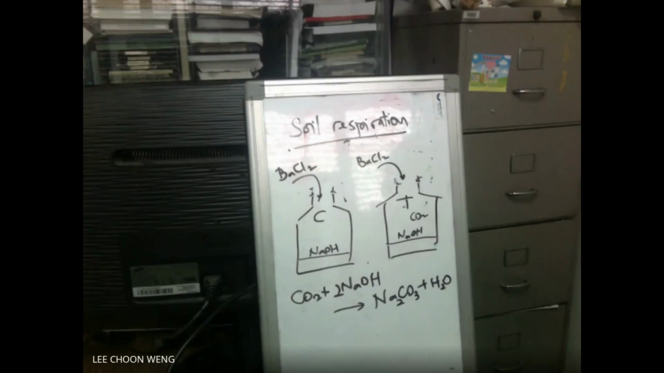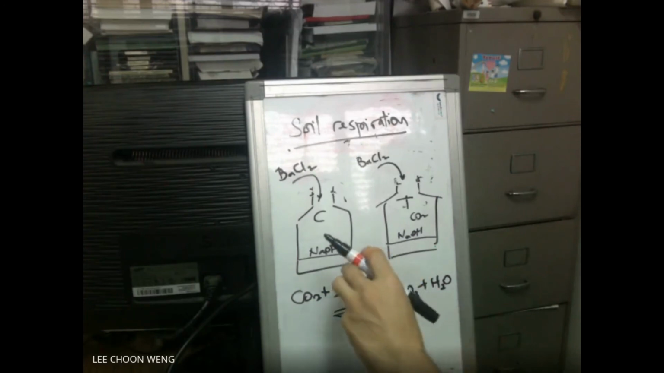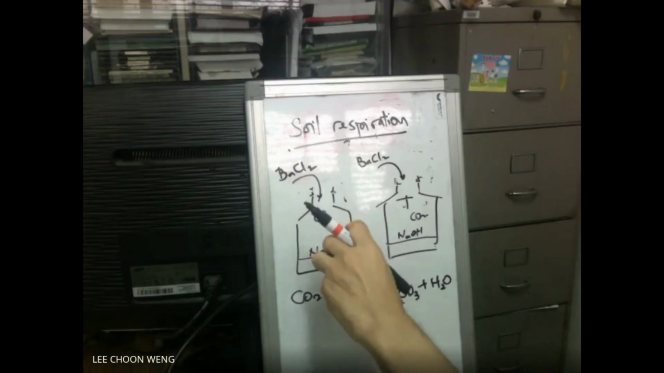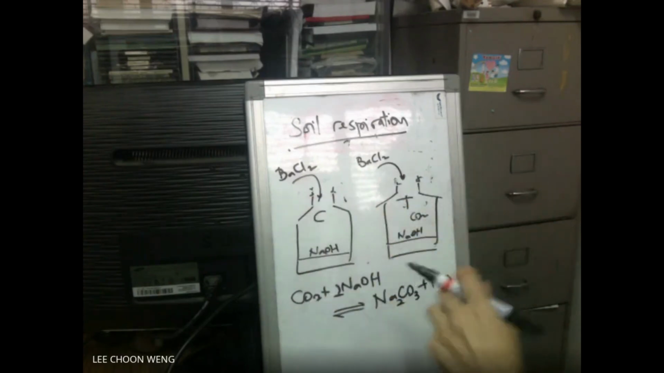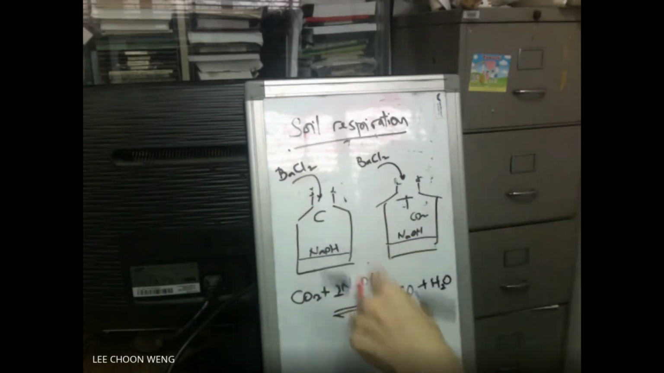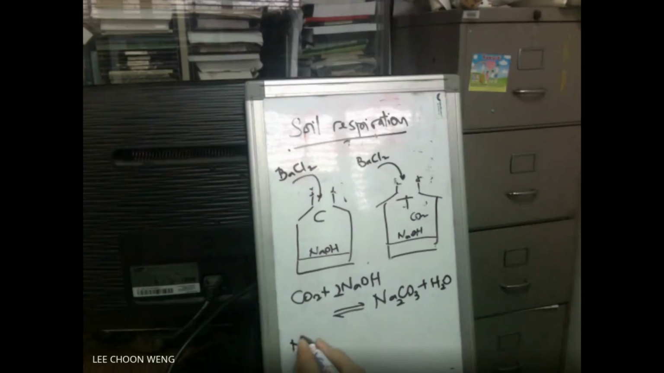Balanced, right? Yeah, it's balanced. However, this reaction is not stable. This product is not stable. That's why when you're done with the experiment, you remove your pouch. You have to fix it with barium chloride.